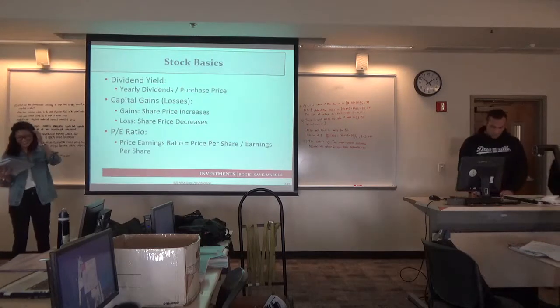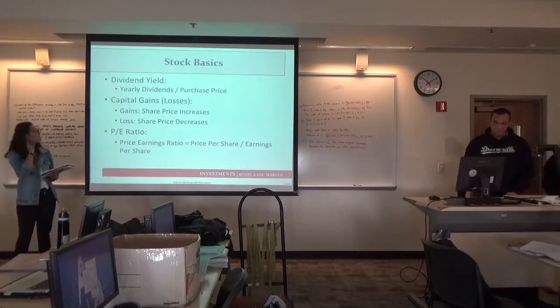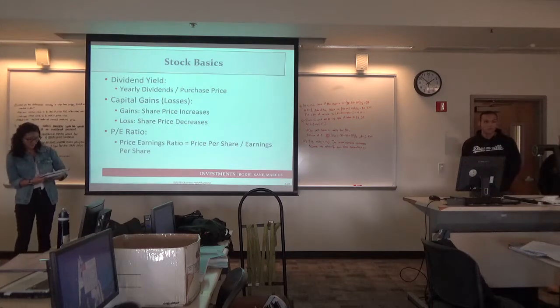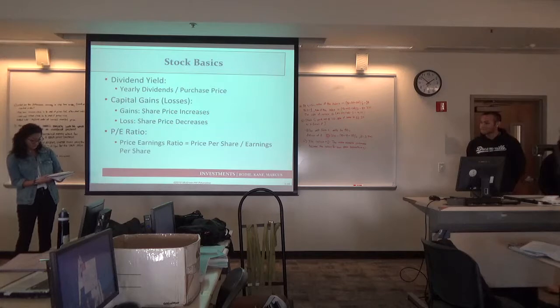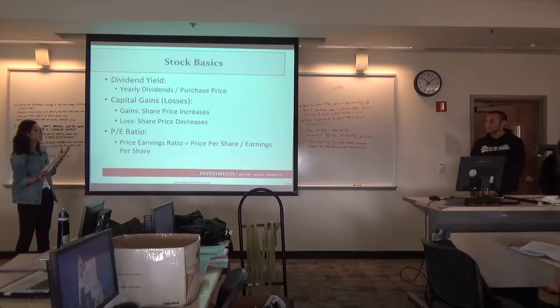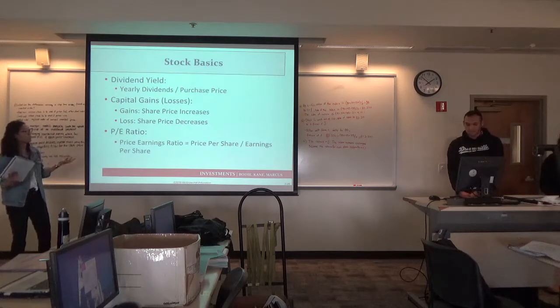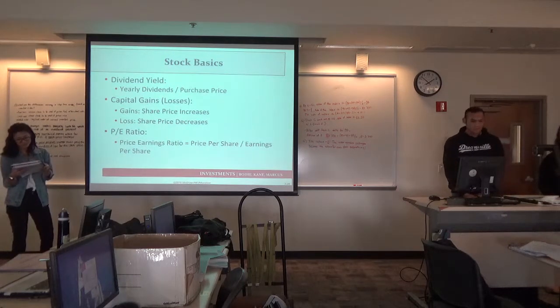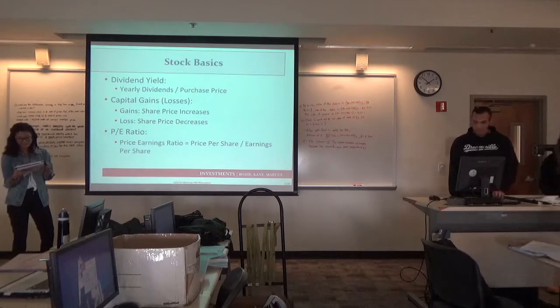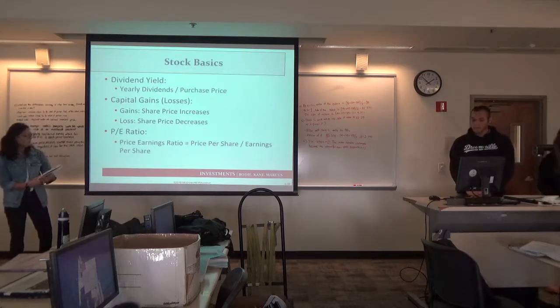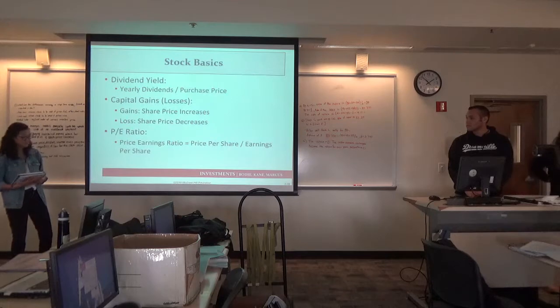Okay, so now moving into stock basics. First we have dividend yield, and the formula is posted. It's yearly dividends over purchase price, the annual dividend payment expressed as a percent of the stock price, so it's pretty much the percent return on dividends. Next we have capital gains and losses. For gains, the share price exceeds the security price, and for a loss, the share price is lower than the security price. And for the price earnings ratio, the equation is price earnings ratio equals price per share over earnings per share.